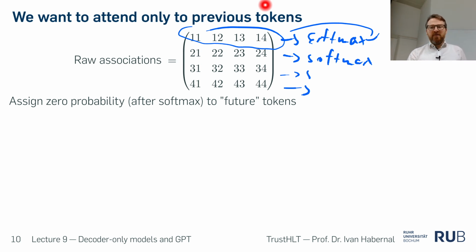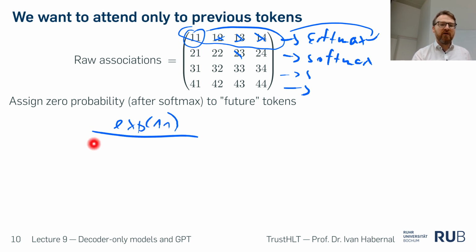So after the softmaxing, we want these to be 0 probabilities. These should be all zeros. How can we do this in softmax? How can you tell softmax to end up with 0 probability? Any idea? Remember softmax, for example for this value, would be exp(11) over the sum of exp over the row.